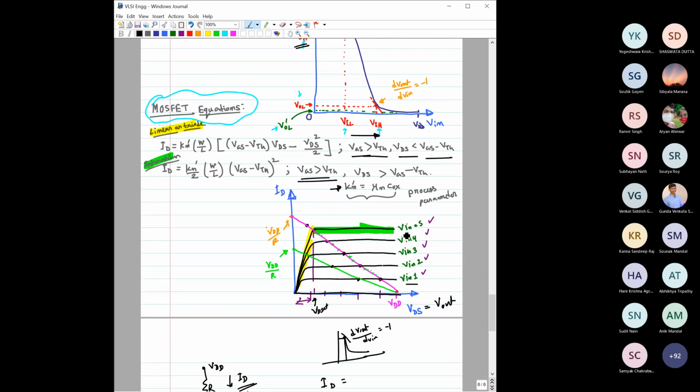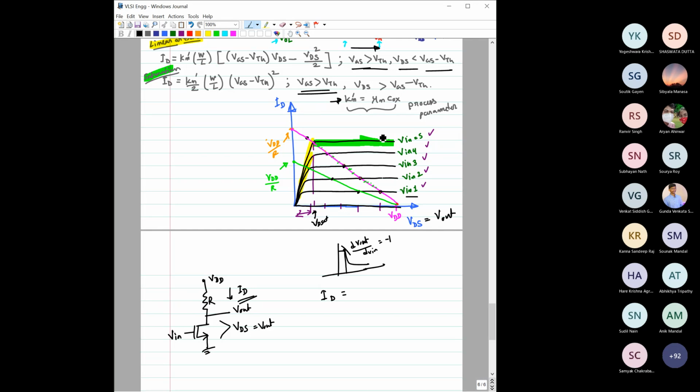Then again, it is important to see this big figure. See here, V in is small here, right? And where is the intersection with this line? Here or here. So this is which region? Please tell me, this is which region? Saturation region. So here, this transistor would be in the saturation region, right?